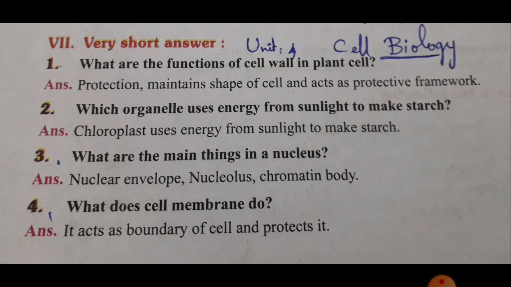Third one, what are the main things in the nucleus? A nuclear envelope, nucleolus, chromatin, body. Fourth one, what does cell membrane do? It acts as a boundary of the cell and protector.